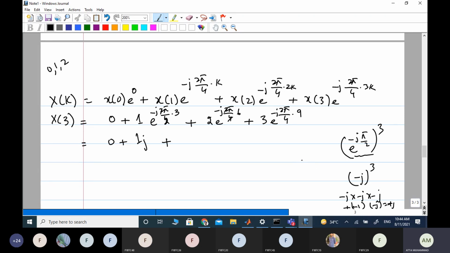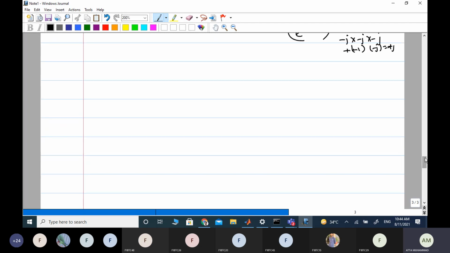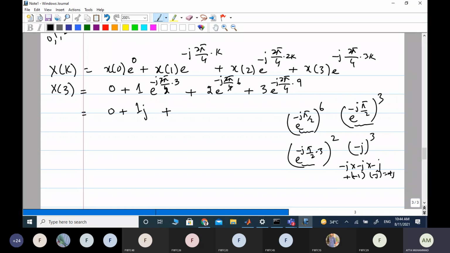So what we get from here is e to the power minus jπ by 2 whole power 6, and we know what this term is. This term is minus j, but luckily now we can write it as e to the power minus jπ by 2 times 3, whole square. So what does this value give us? This value gives us j. So j into j is minus 1. So 2 times minus 1.